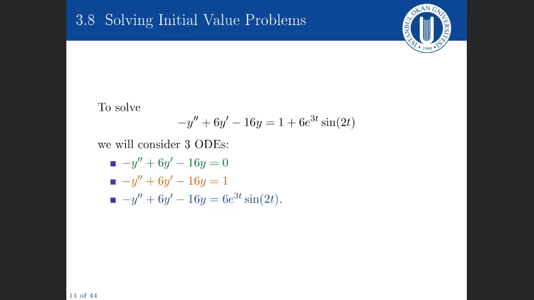First, we're going to look at the homogeneous equation equal to 0. Then I'm going to look at the non-homogeneous equation, but only with the first part, only with the 1. And then finally, I'm going to look at the non-homogeneous equation, but with the second function, 6 e to the power 3t sine 2t. And then after we have the general solution to the green equation, a particular solution to the orange equation, and a particular solution to the blue equation, we're going to add them all together.